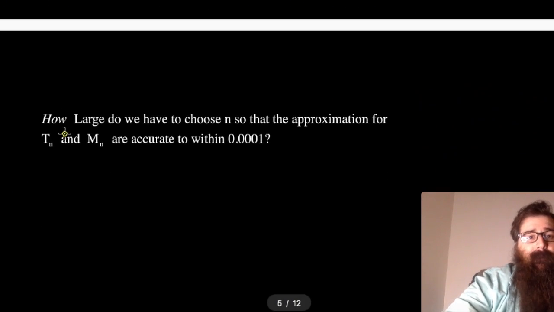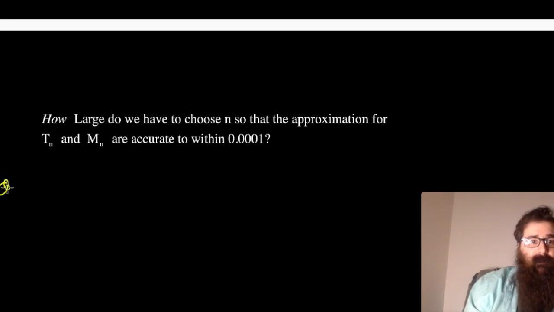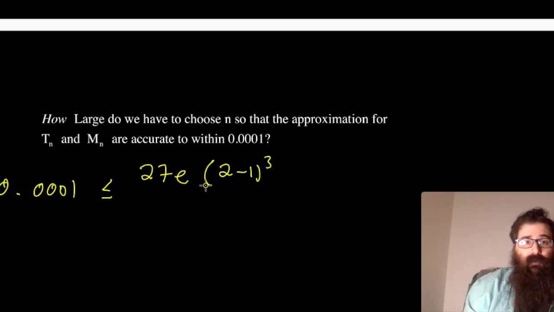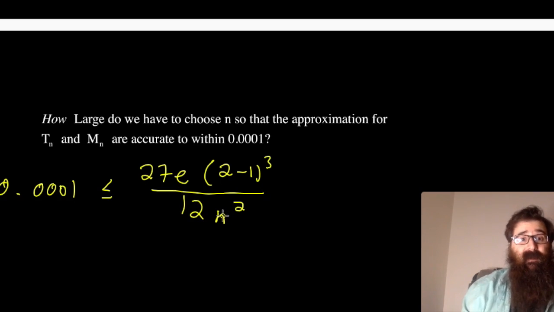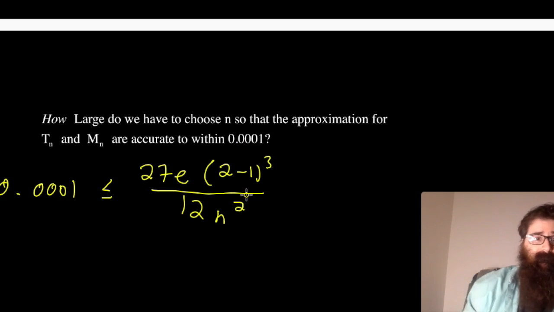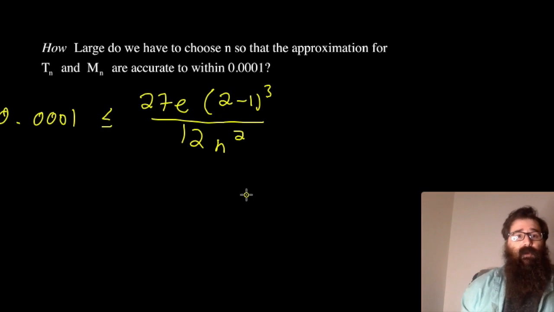But the error associated with trapezoid rule, let's say I wanted this to be within 0.0001 and less than or equal to, and then here I can fill in all the rest of the stuff that I know. We said K was 27e, and then b minus a was 2 minus 1 cubed, divided by 12n squared. But I'm leaving n as n because I'm saying, well, what if I don't want just 4 partitions? In fact, how many partitions should I select so that the error is accurate to within 0.0001? So here I'm leaving n as n, and I'm trying to actually solve for it. Okay, so we go ahead with this.